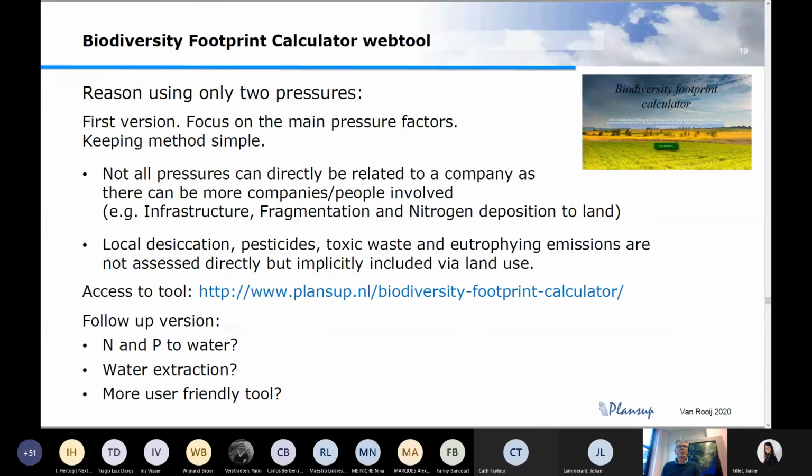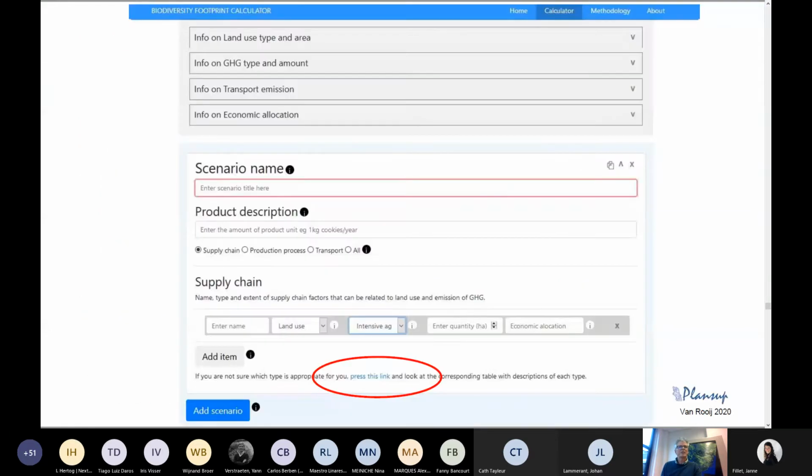So the calculation web tool is, like I said, available on the website. It focuses just on two pressure types and the most important supply chain parts. Next slide, please. So you can see this is the layout. If you go on the website, you can just fill in the information. It also says where to get your information from, how to calculate it, and then you can calculate it.